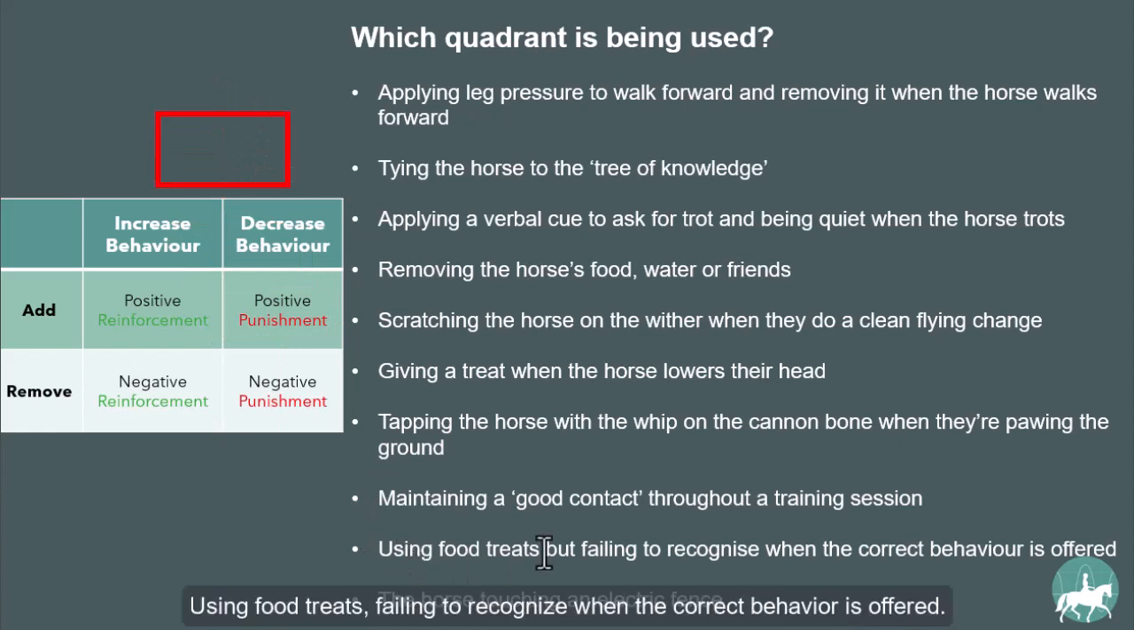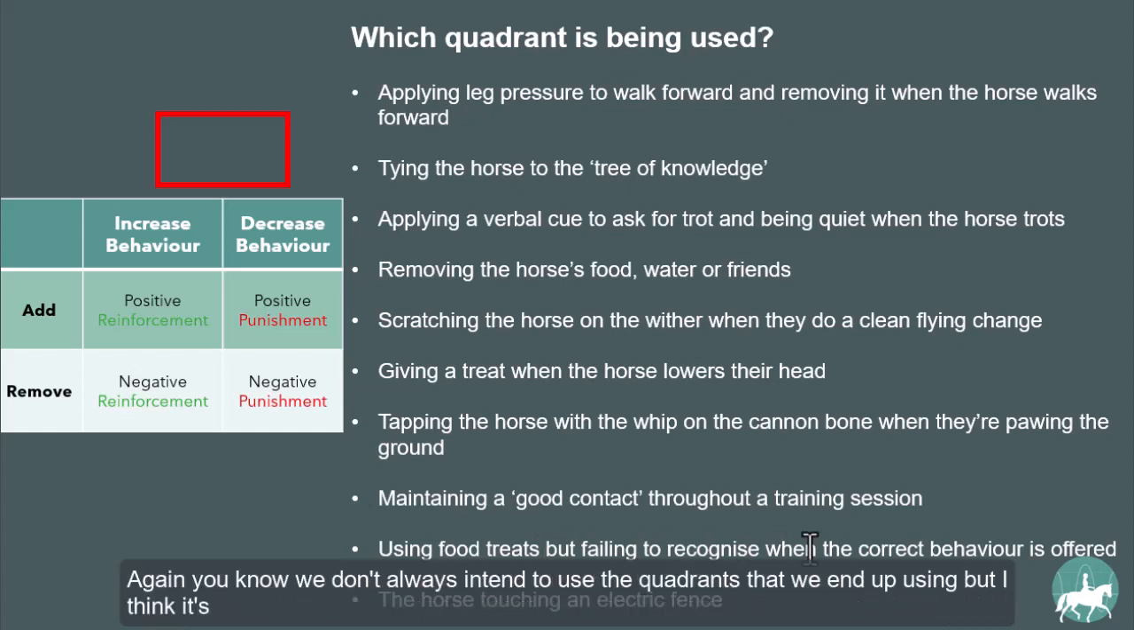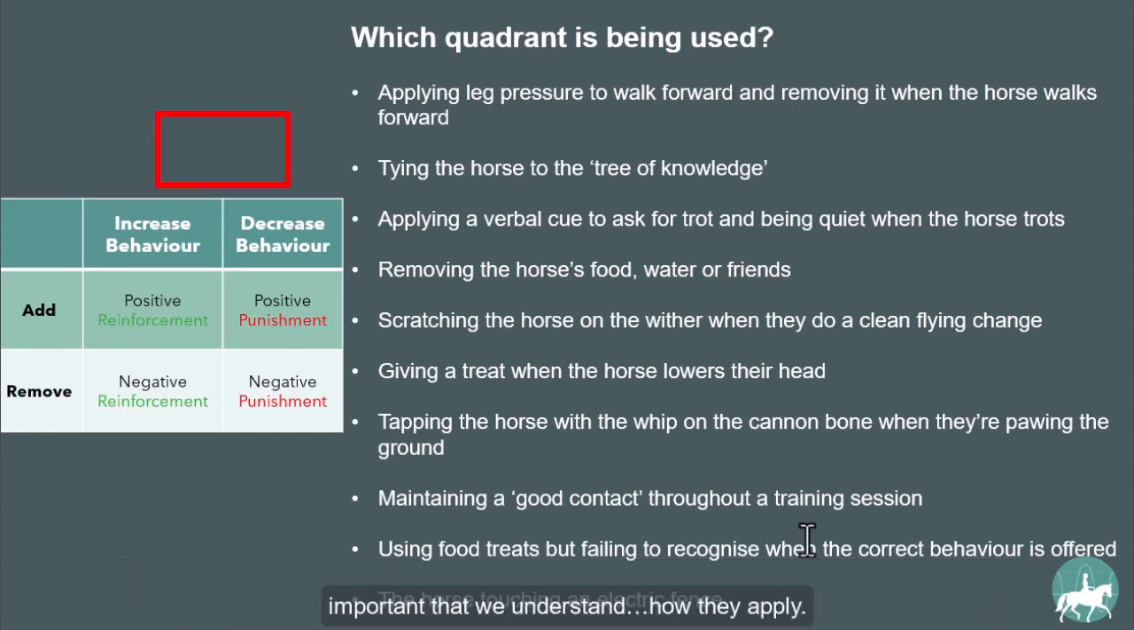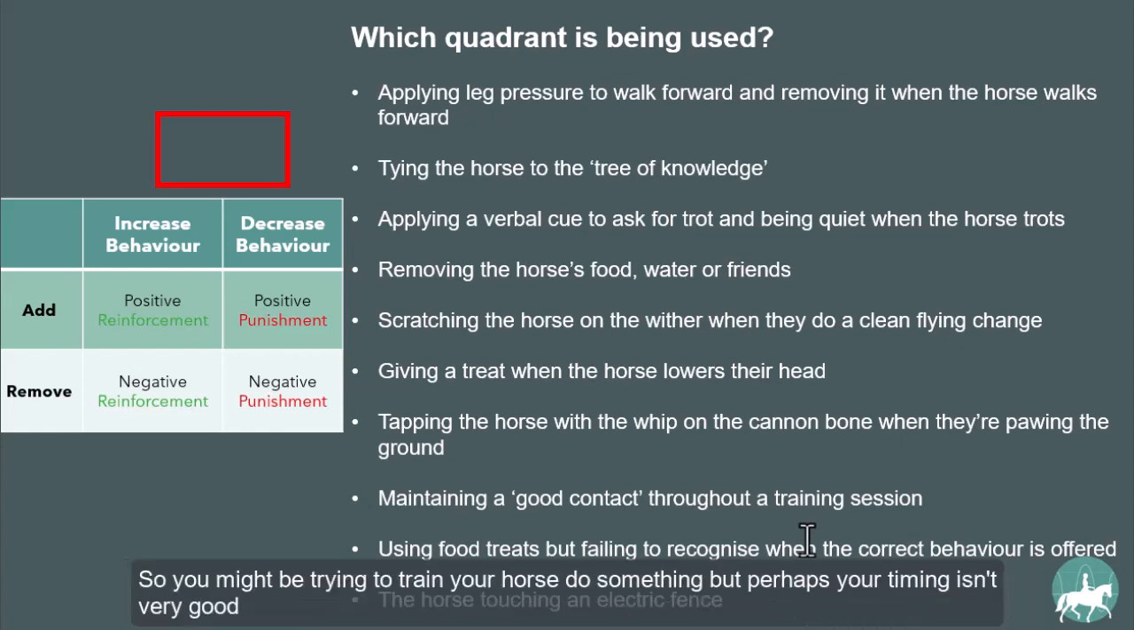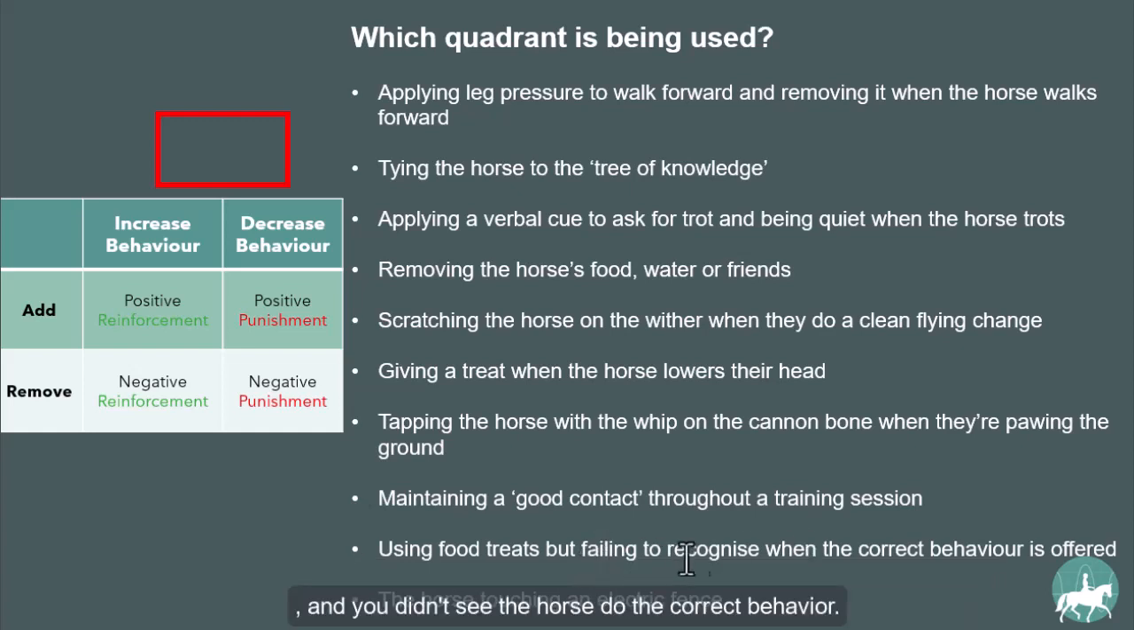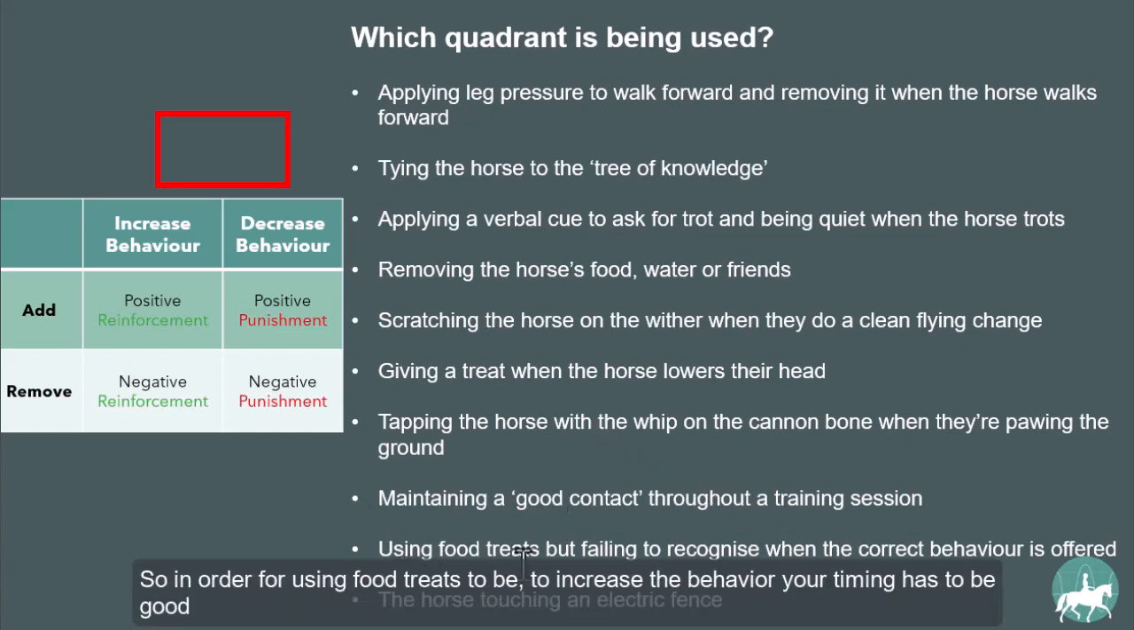Using food treats, but failing to recognize when the correct behavior is offered. Again, we don't always intend to use the quadrants that we end up using, but I think it's important that we understand how they apply. So you might be trying to train your horse to do something, but perhaps your timing isn't very good and you didn't see the horse do the correct behavior. So in order for using food treats to increase a behavior, your timing has to be good.